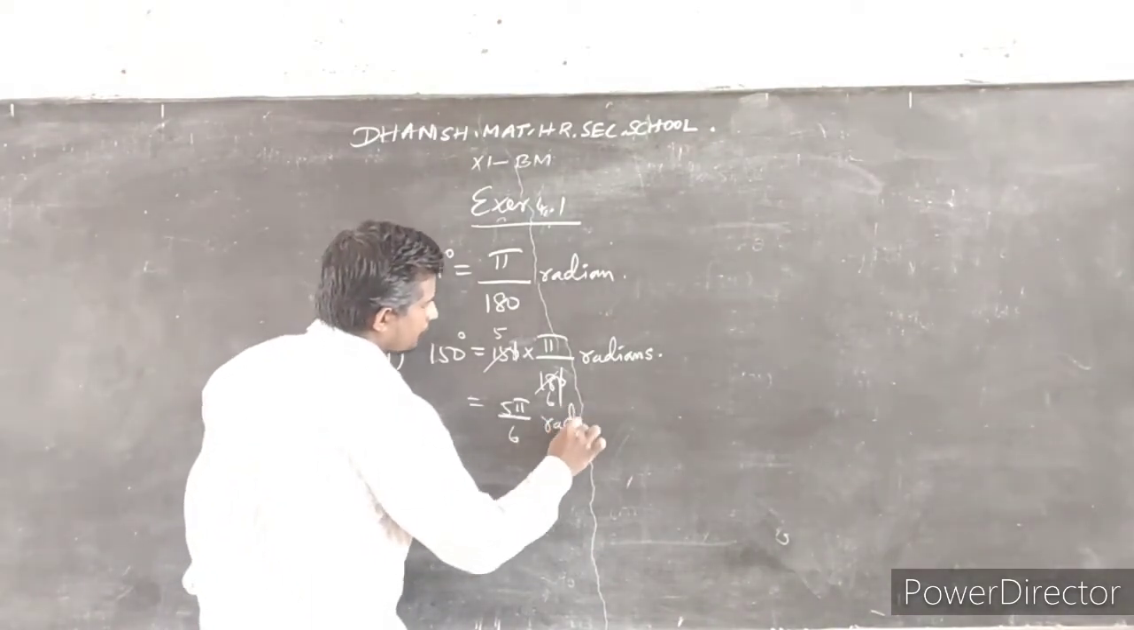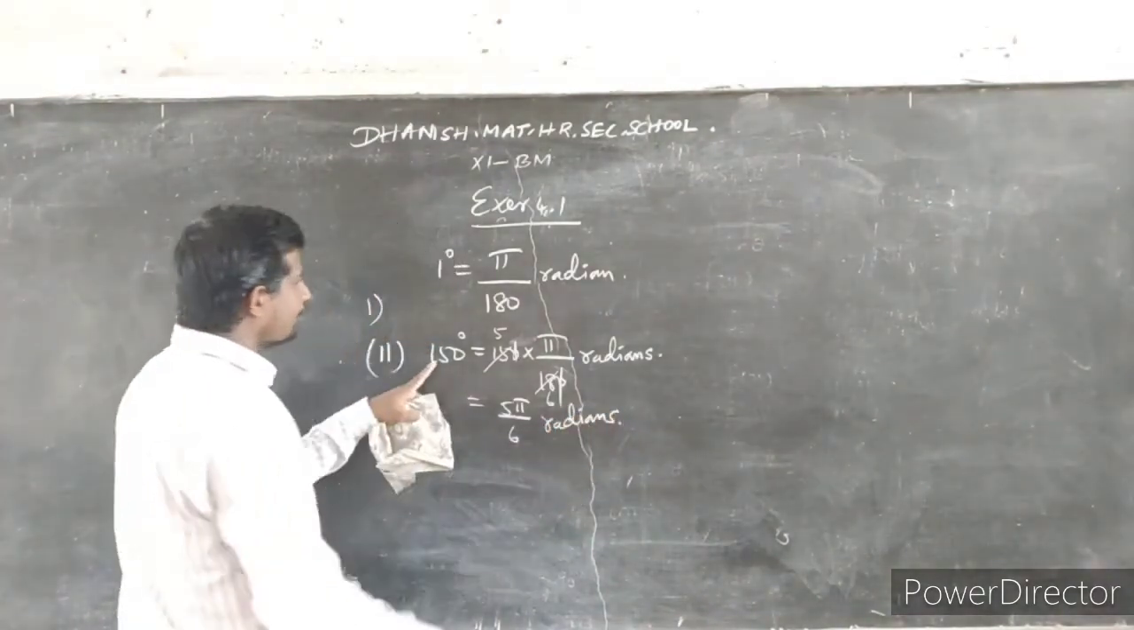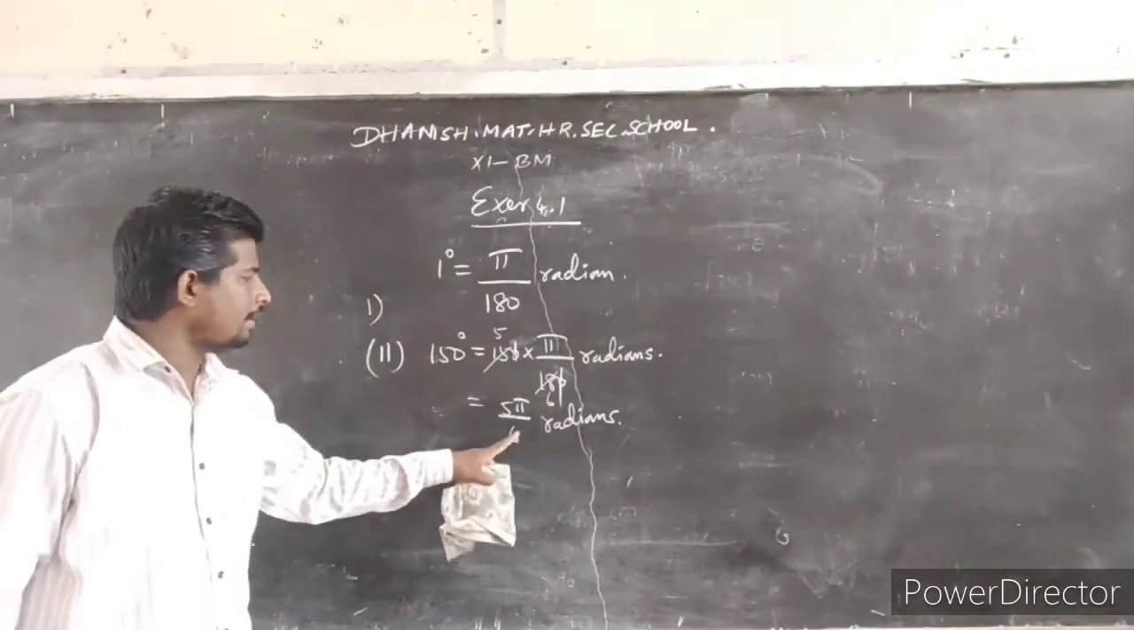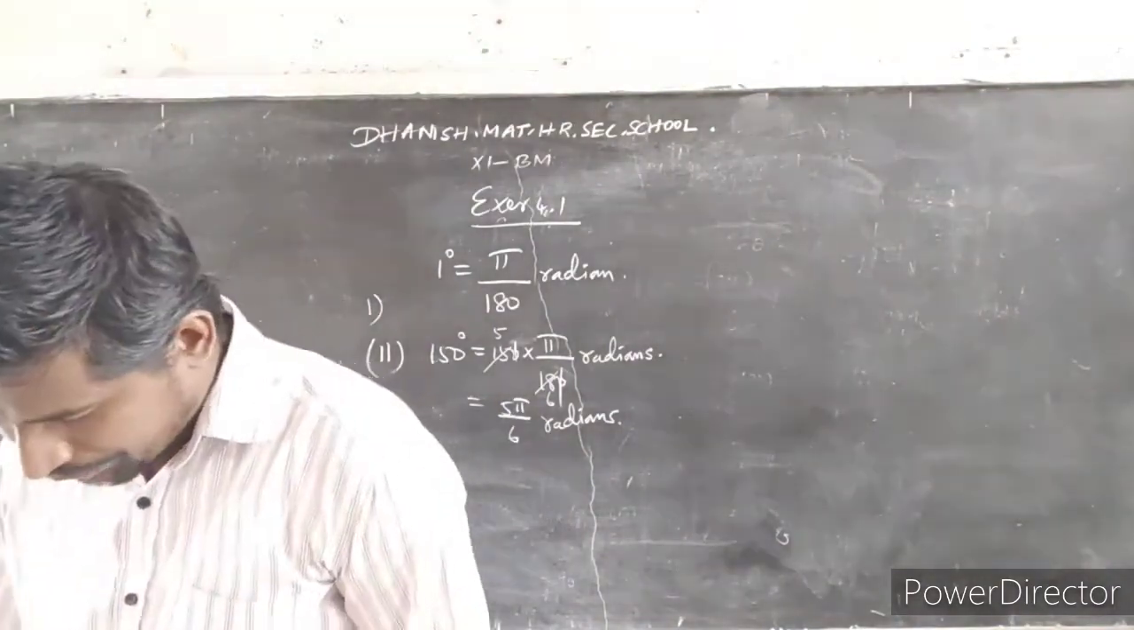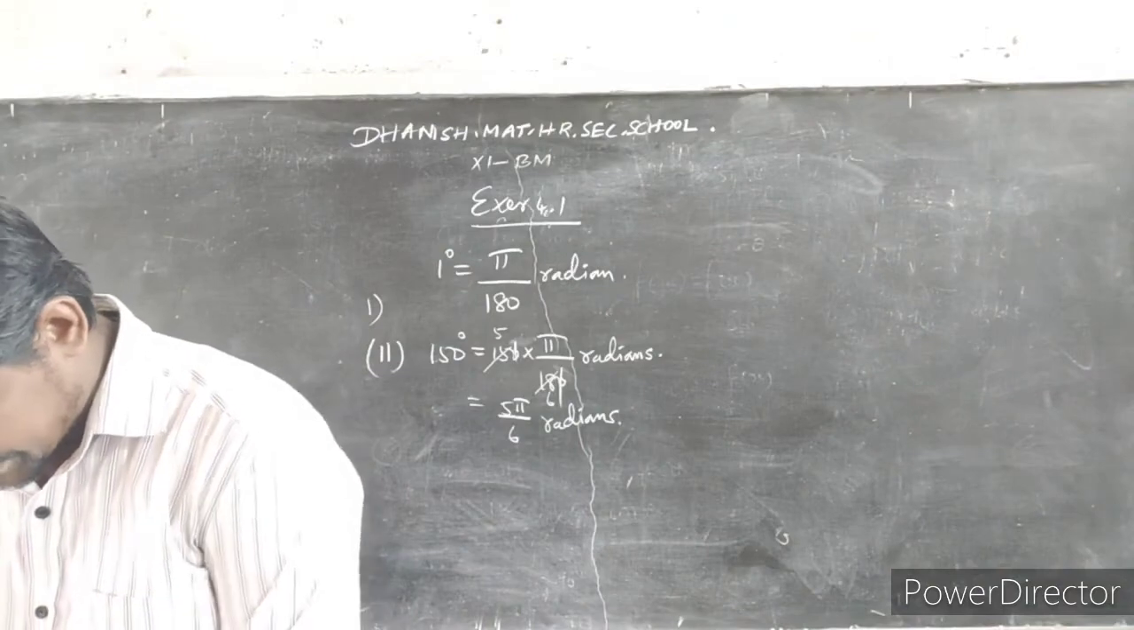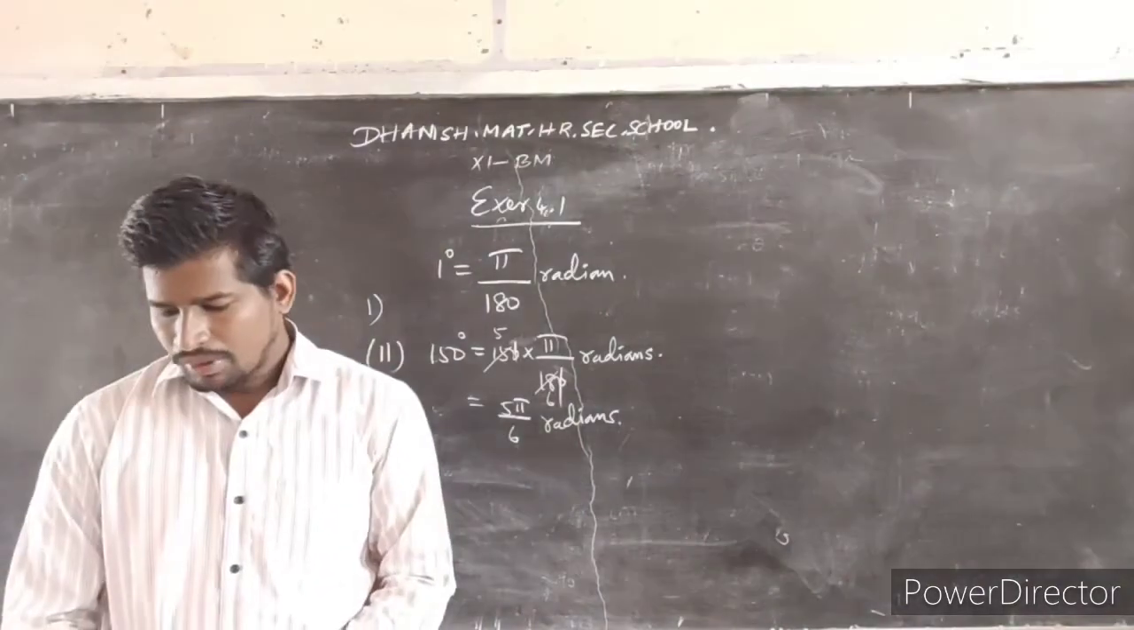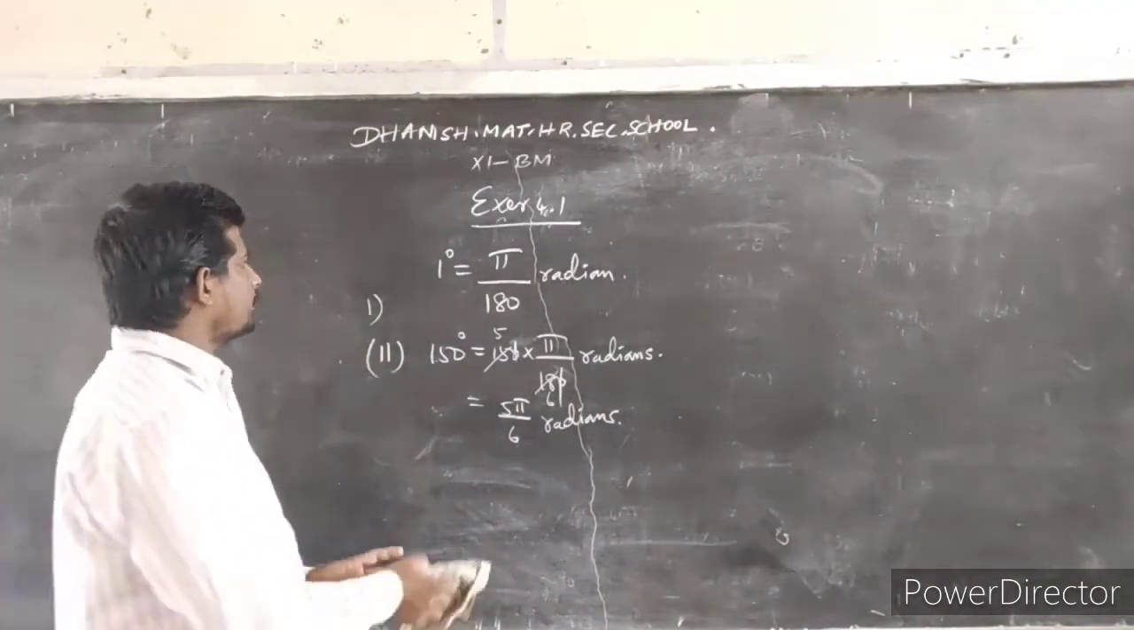So 150 degree is equal to 5 pi by 6 radians. Third and fourth you can do as homework. Now, second one, look at the second one.